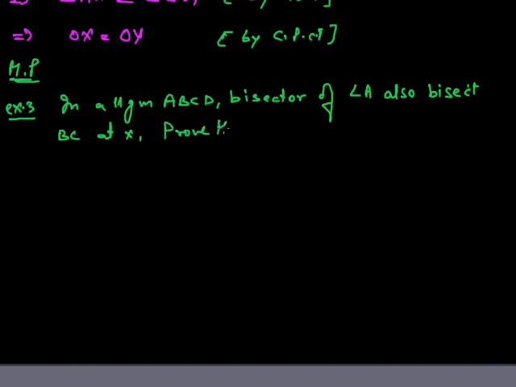Prove that AD is equal to 2 times AB. Before starting we should draw the diagram. ABCD is a parallelogram. Now the bisector of angle A.